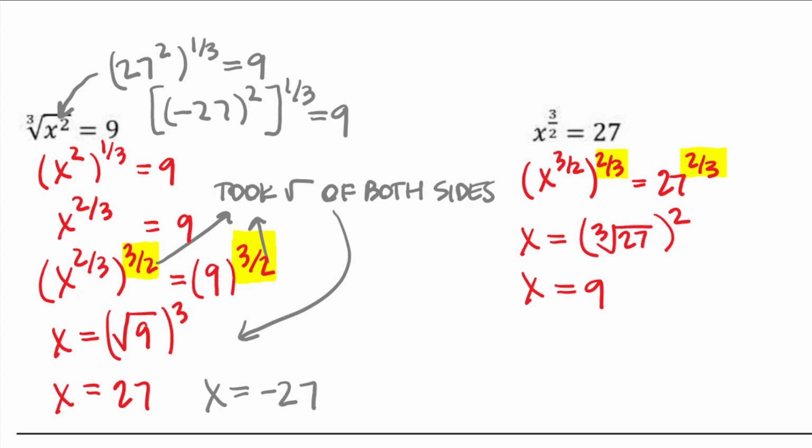I'm not sure if that will happen in this class, but that is the thing that can happen. But if I think about taking this 9 here and putting it in for x, 9 to the 3/2 is equal to 27, right? If I take the square root of 9, that's 3, 3 to the third is 27. This does work. I've checked my solution. I'm ready to move on.